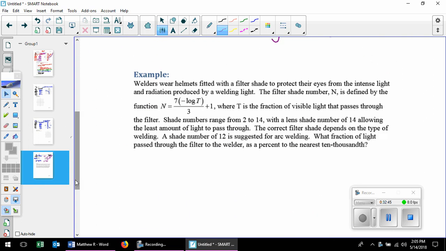Okay. There we go. Welder helmets. I think we should all get welder helmets. I think our days would be much better.